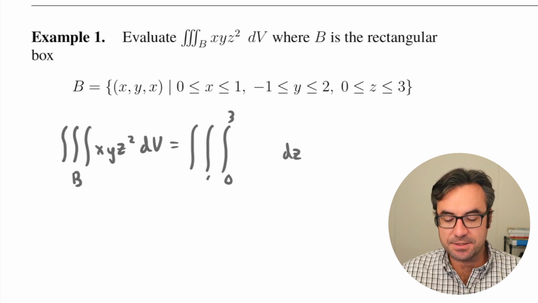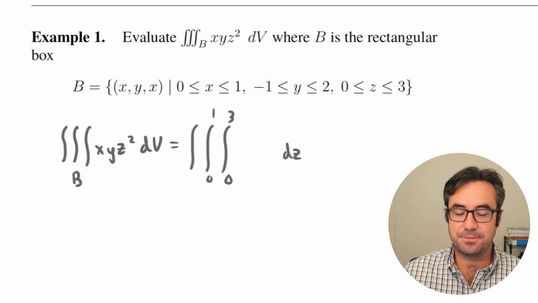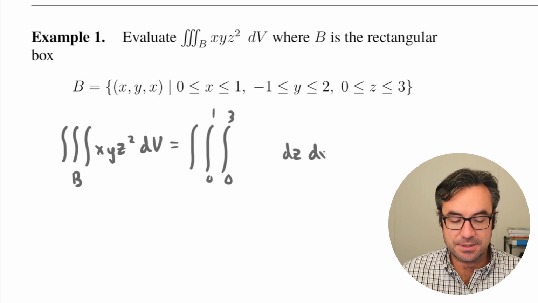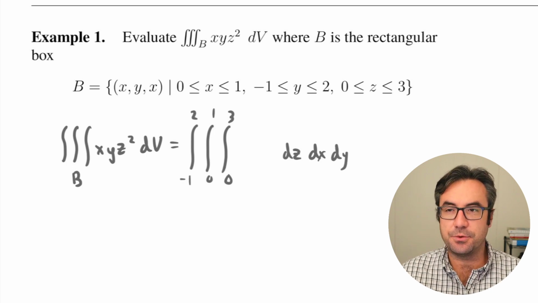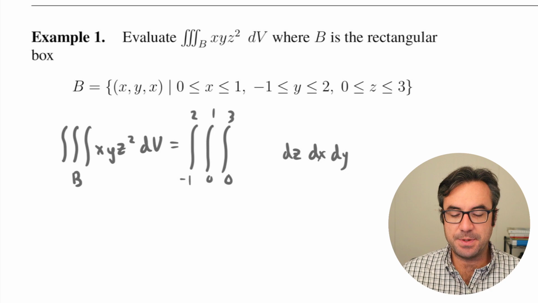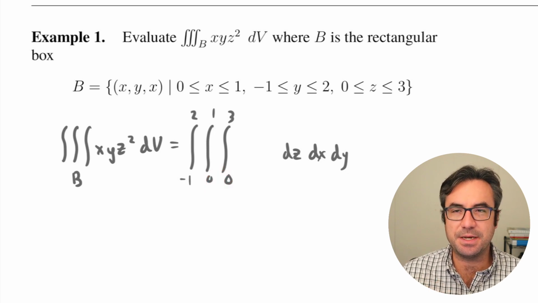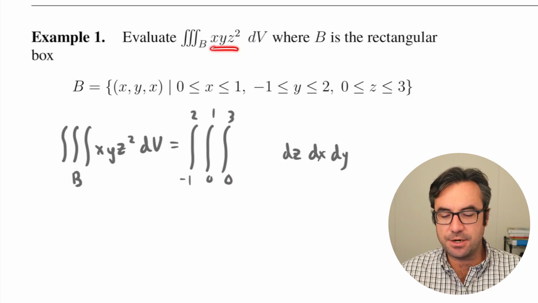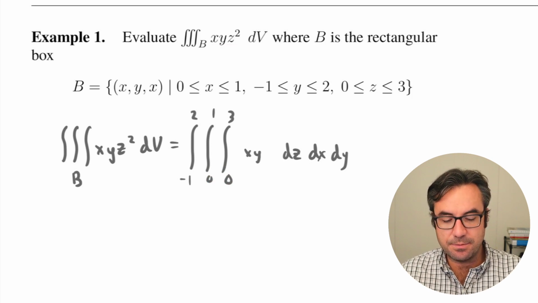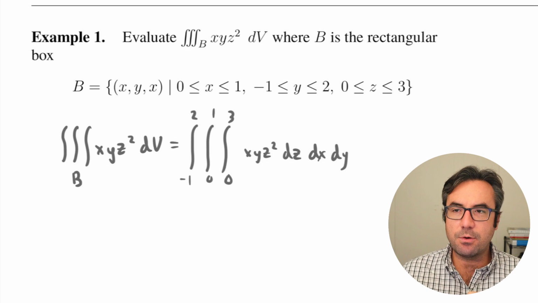Then we'll do x. Could have done x first. Then we'll do x. And then finally we'll do y last. So we'll go from -1 to 2, just because I like the ones with the zeros, just because it'll make evaluation a bit easier. And then our function here is xyz squared, so that goes in the middle. And now we're ready to start.